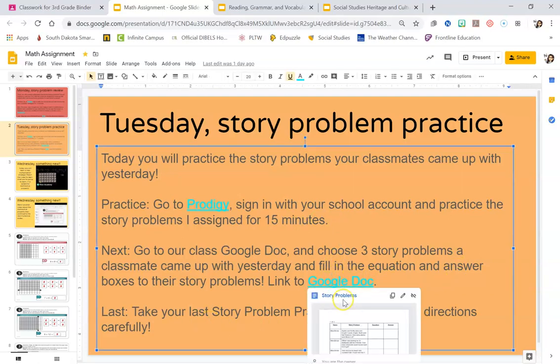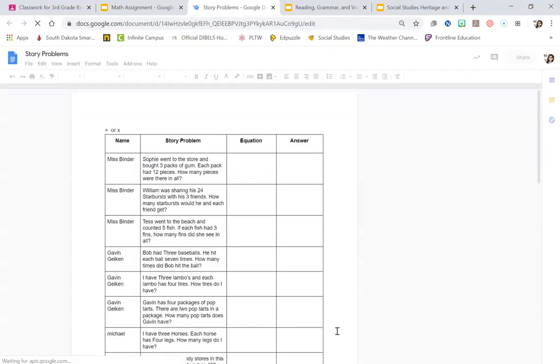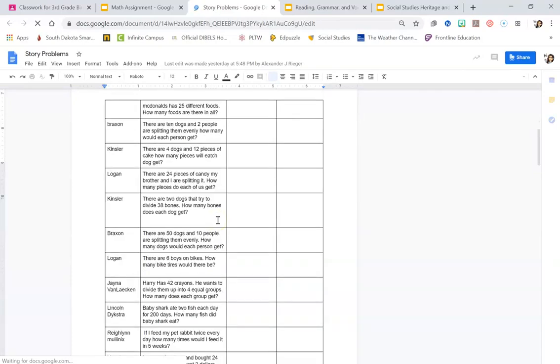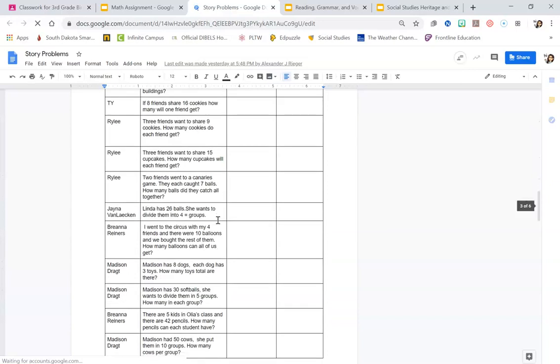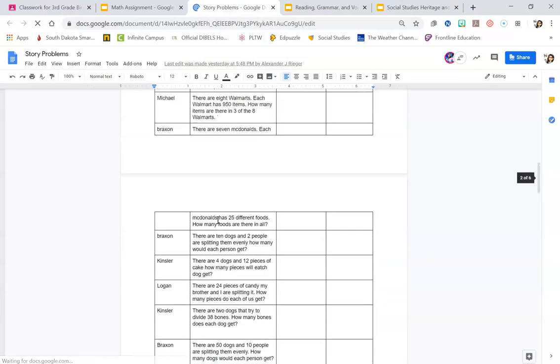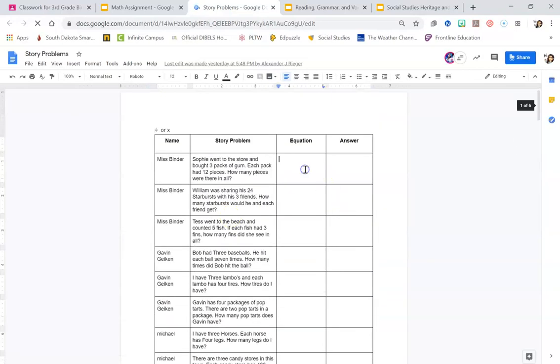So if you click on the Google Doc, it's going to pop up for you. Here are all of our story problems that we came up with. Just scroll through and find 2 that you think look interesting. Read it carefully. Type up an equation and then the answer. So if I look at this first one, Sophie went to the store and bought 3 packs of gum. Each pack had 12 pieces. How many pieces were there in all?